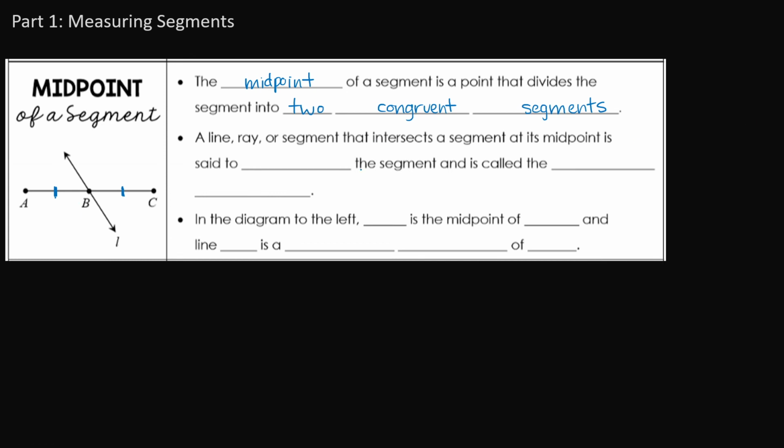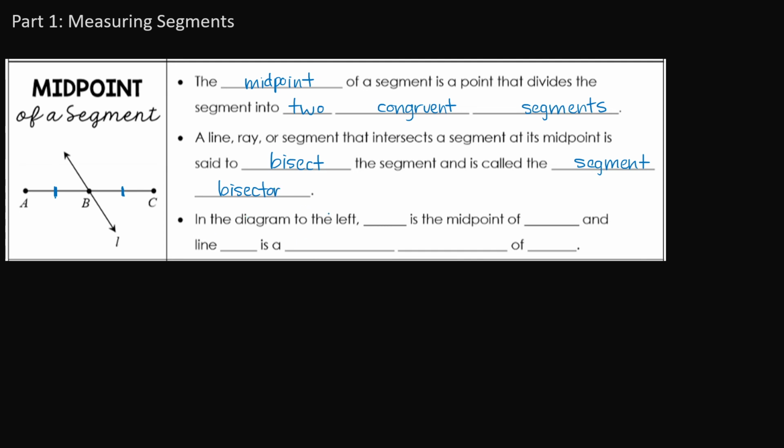A line, ray, or segment that intersects a segment at its midpoint is said to bisect the segment, meaning cut into two parts. Bi means two, sect usually means cut. The segment is called the segment bisector, meaning this is a specific line, ray, or segment that divides the segment in half. Segment bisector.